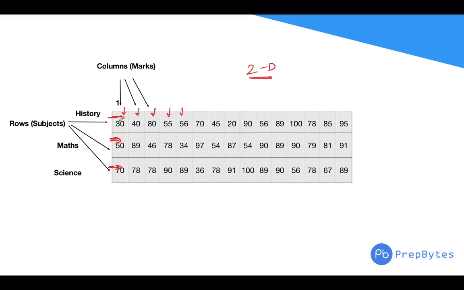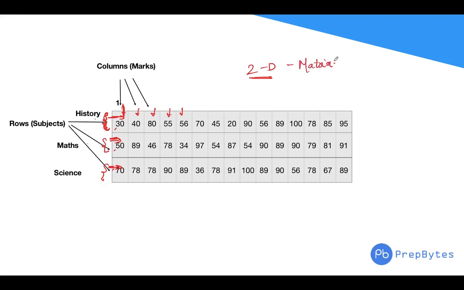So this complete row is marks of history of all the students, this complete row is marks of maths, and this is of science, and this complete column 1, 2, 3 is marks of student 1 in subjects history, maths, and science. So what we have done is, rather than using different arrays, we have combined the arrays, and when we combine the arrays, we get a 2D array, and we also call this 2D array a matrix.